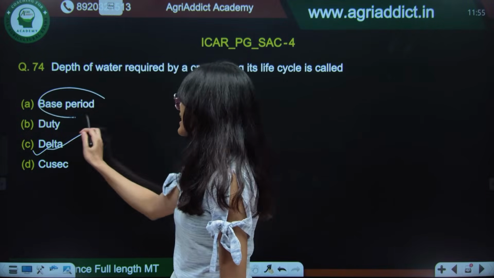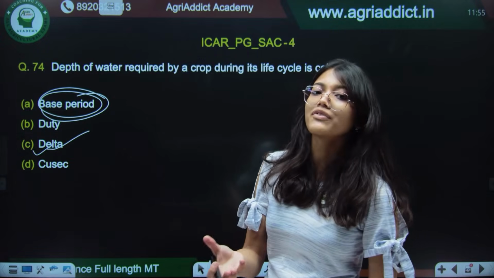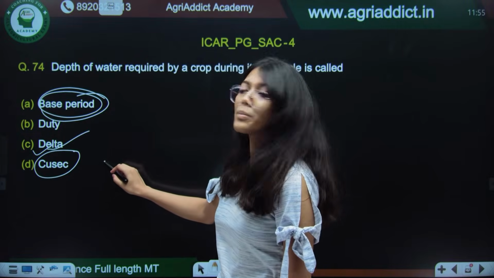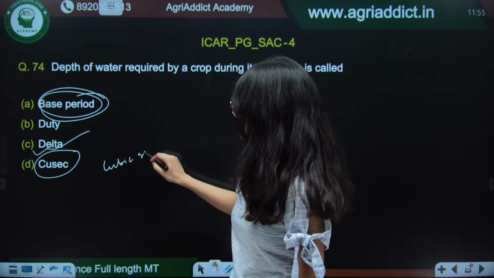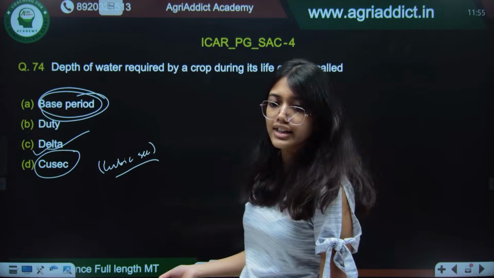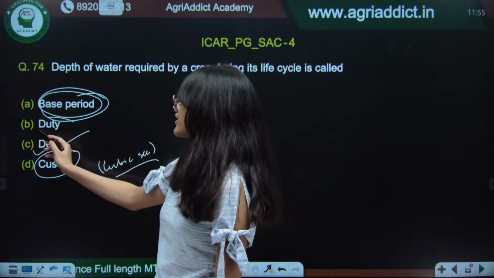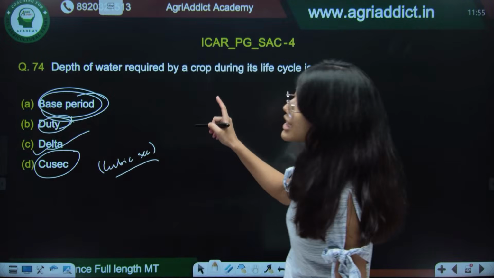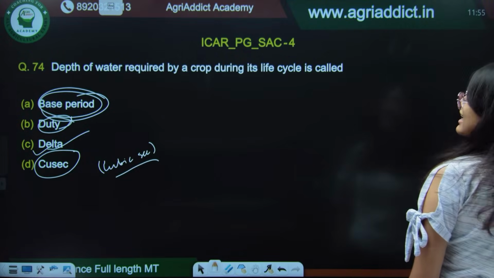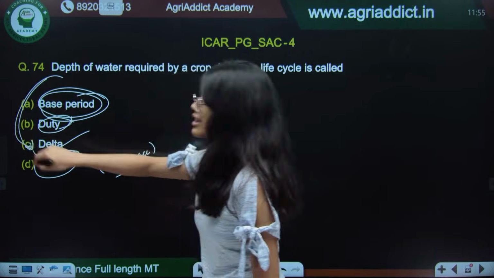Now, what is base period? Base period is the initial period during which your crop will need irrigation. Cusec is cubic feet per second, we are measuring the rate of flow of water or a fluid. And then we have duty. So delta and duty, these are the two terms, very confusing, but you should remember what these are. So delta is the depth of water that is required.